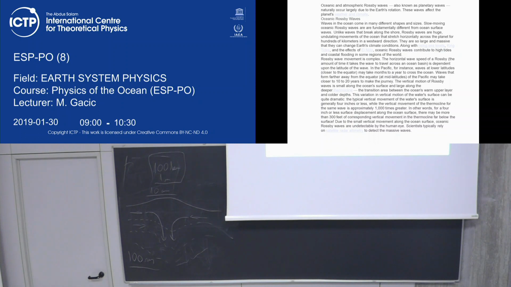And in fact, what it says here is that the vertical motion of Rossby waves is small along the ocean surface and large in the deeper thermocline, and the variation in vertical motion of the water surface can be quite dramatic. The typical vertical movement of the water surface is generally 4 inches or less. 4 inch, 1 inch is how much?